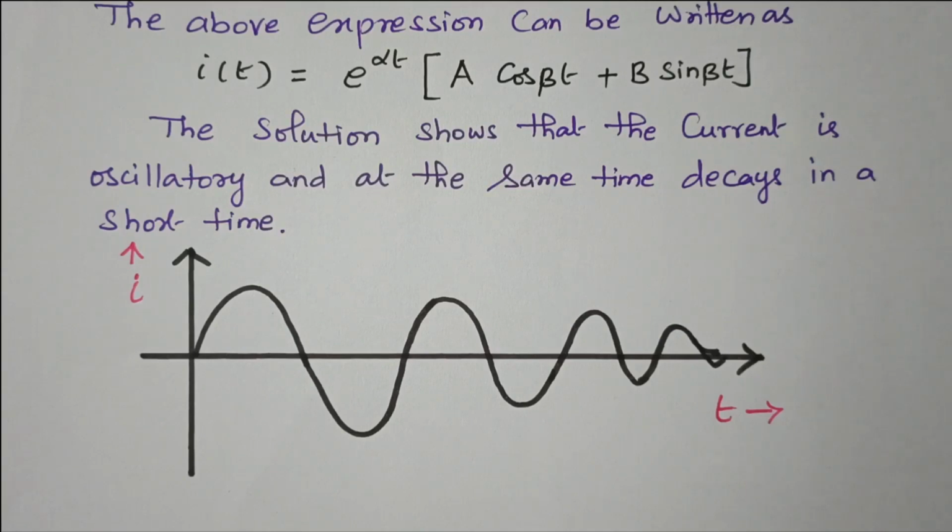So in this video we discussed the RLC series circuit transient response, right? After applying the KVL equation, we got the equation. While simplifying, we got three cases. When the roots are real and different, the current is overdamped. When the roots are real and equal, the current is critically damped. In the third case, complex conjugate, the current is oscillatory and decays in a short time.